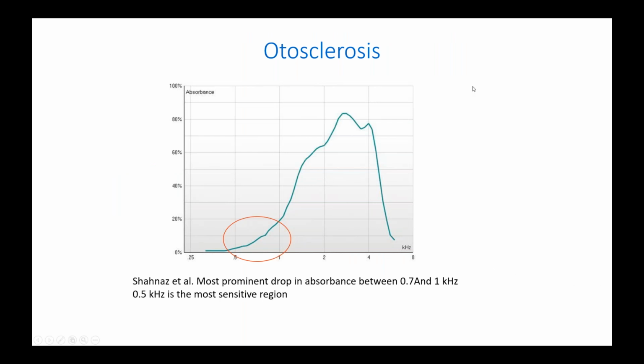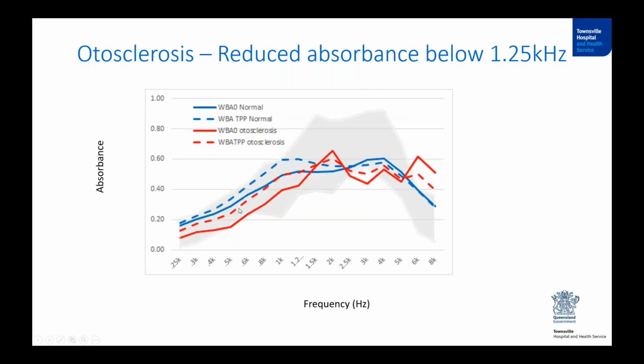Another condition that is studied well is otosclerosis, and Shanaz, who will be presenting in two weeks' time, has done a lot of work on wideband absorbance in ears with otosclerosis. The most prominent drop in ears with otosclerosis is because of the increased stiffness. You see a drop in absorbance between 0.7 and 1 kilohertz. Usually it's 1 kilohertz, and 500 hertz has given very high performance in terms of identifying otosclerosis. But across the studies, reduced absorbance at 0.7 to 1 kilohertz is a more sensitive range to identify otosclerosis. This is again from studies of a group of patients who show reduced absorbance below the 800 hertz range.